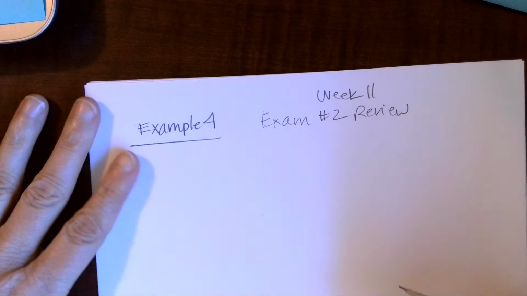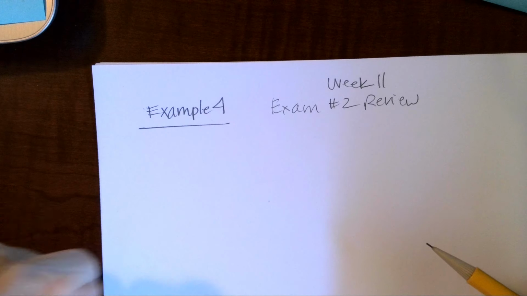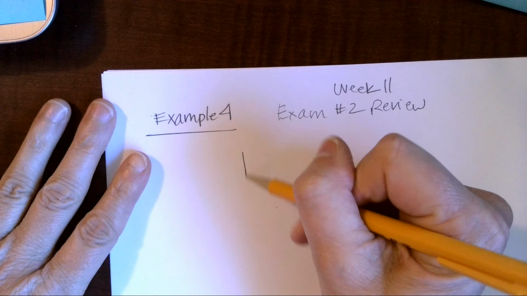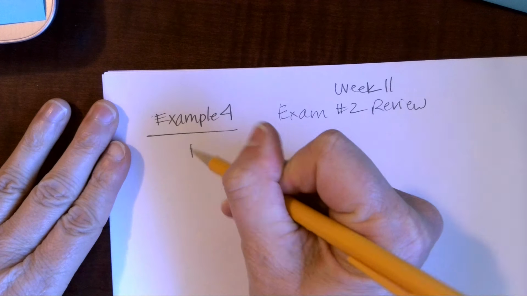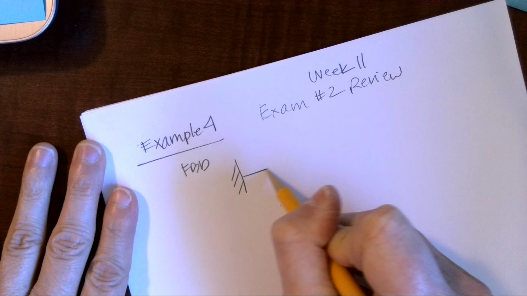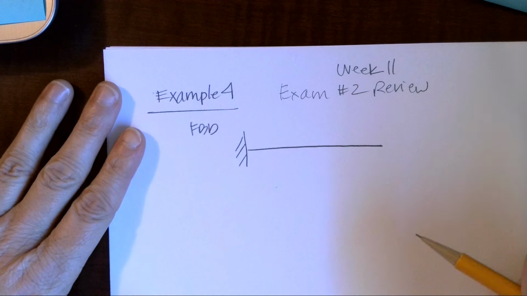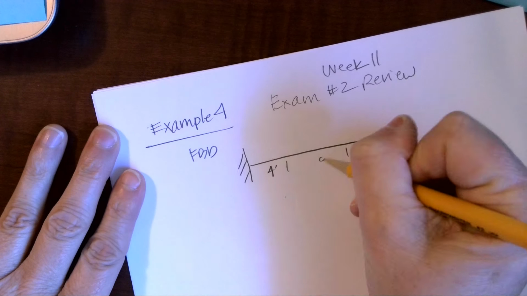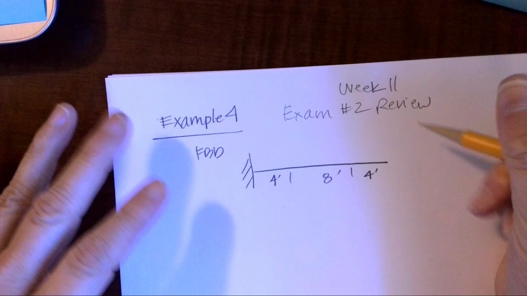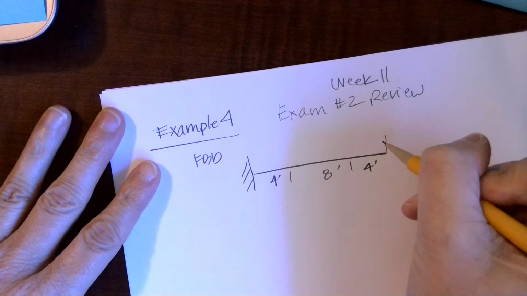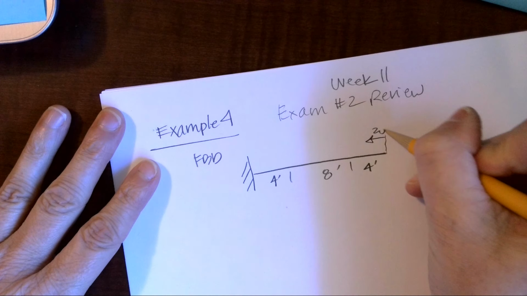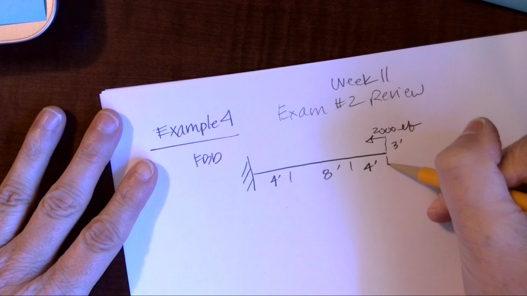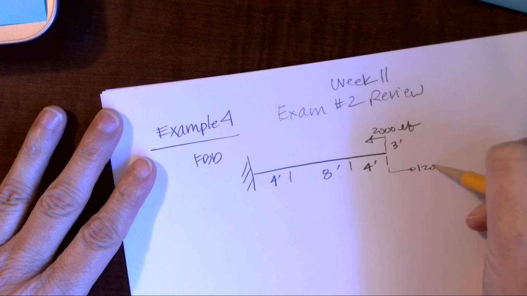So number 4, we have draw a free body diagram, calculate support reactions for the beam. A is fixed. So our free body diagram should look like that. And then I'm going to go ahead and segment it so that I have 4 feet, 8 feet, 4 feet. And I'm going to see at the end I have this axial load of 2,000 pounds, and it is 3 feet up. And I also have this axial load of 1,200 pounds. So that is creating a moment there at the end.